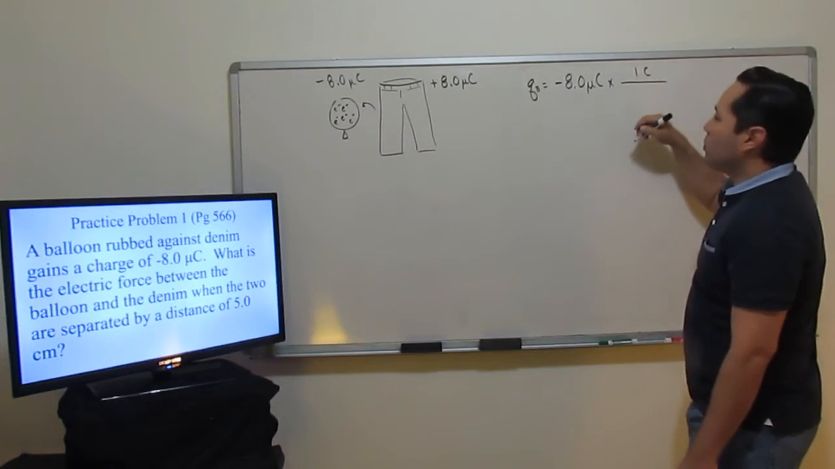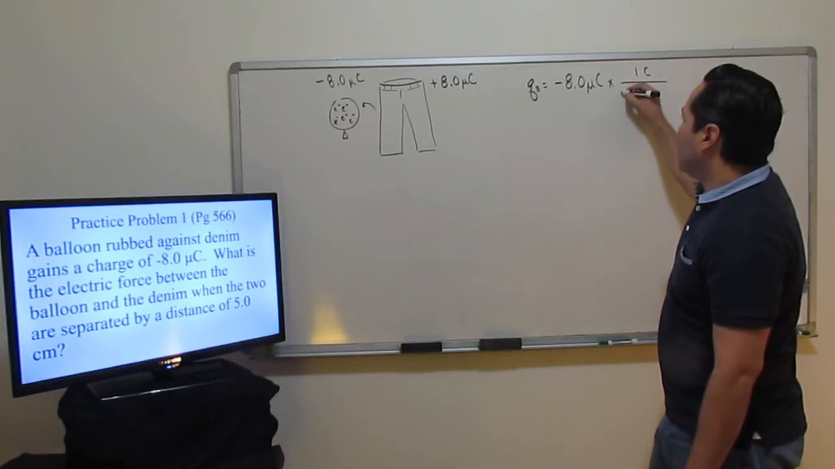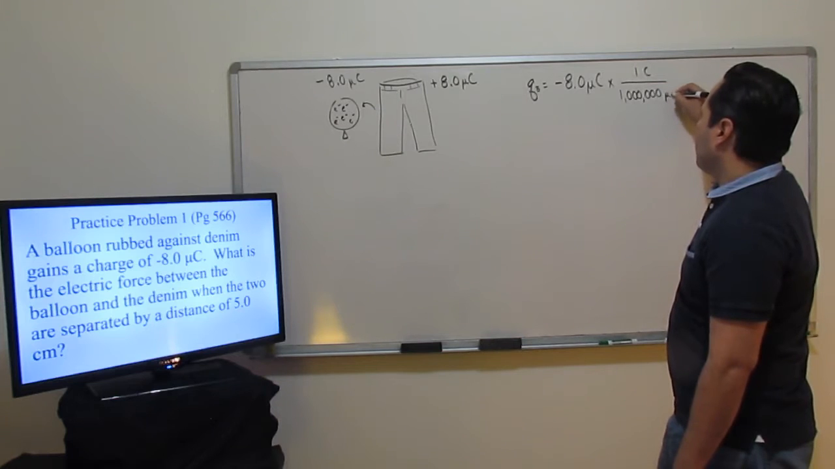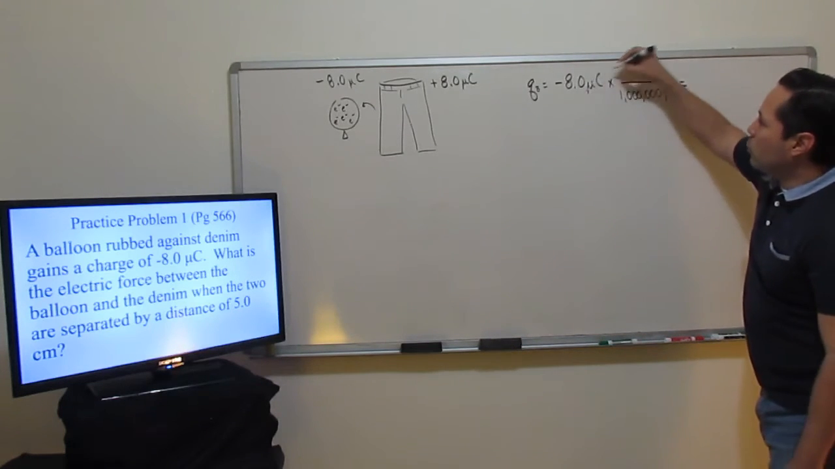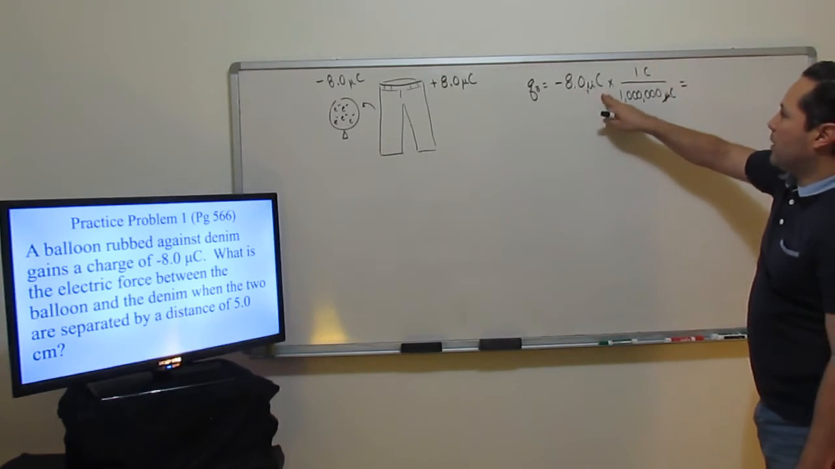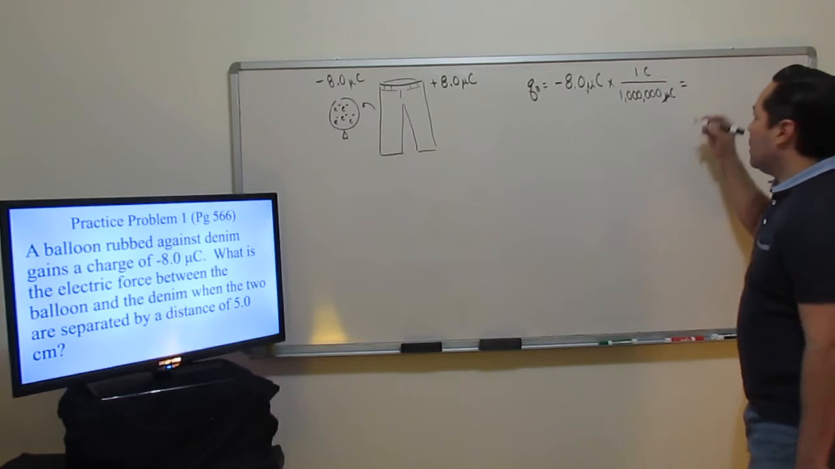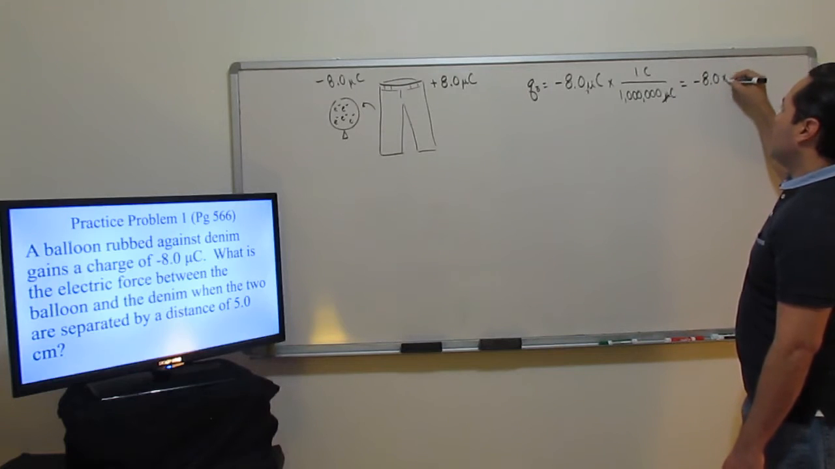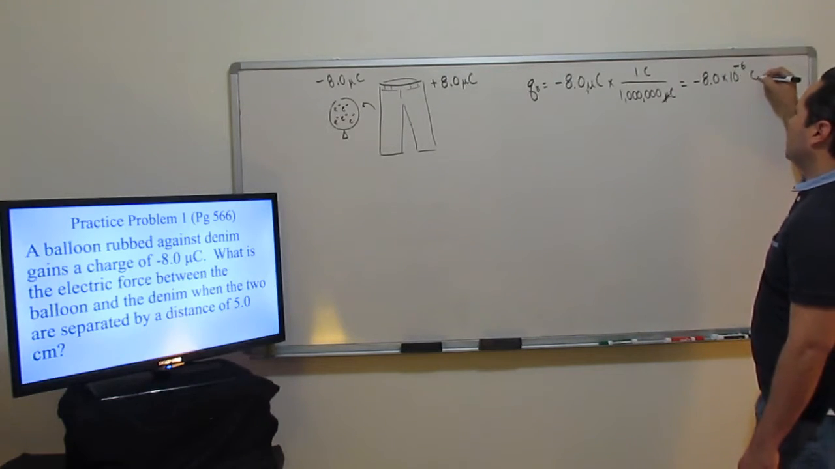But we need it in coulombs. So how many microcoulombs is there in 1 coulomb? The answer is 1 million. So microcoulombs cancel out, so there's going to be 8 multiplied times 1 divided by 1 million. And our answer comes out to be 8 times 10 to the -6 coulombs.